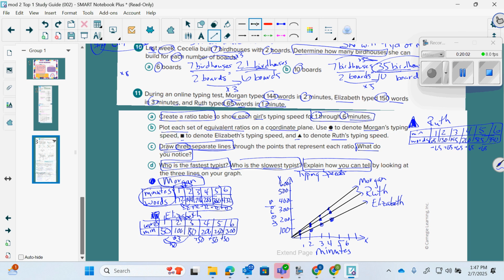Okay, our last part: who is our fastest typist? Morgan. Explain how I can tell. So Morgan is fastest because her line is highest at any point.